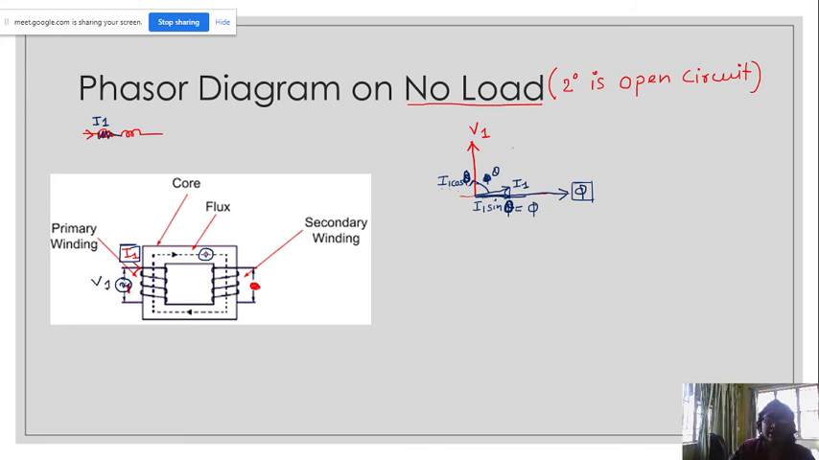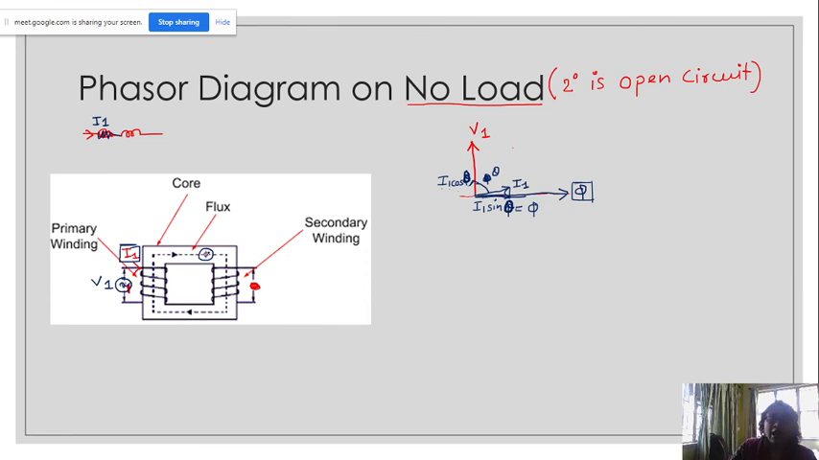First we got V1. After that, from V1 we get I1, and from I1 we get the component phi 1. You understand this now?